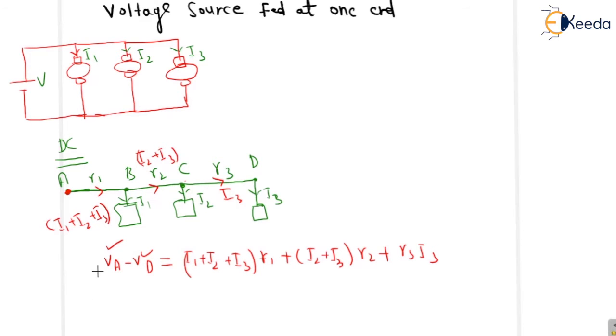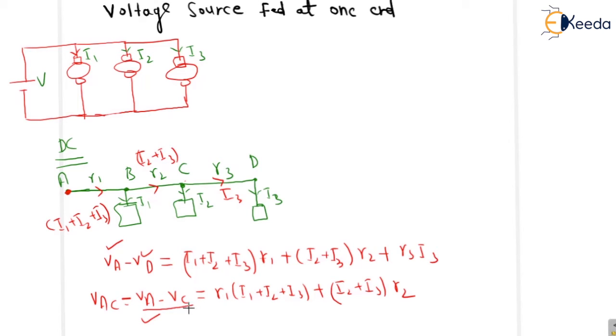Now we will solve a few questions, then you will understand. If you want to calculate the value of VC, then VAC is equal to VA minus VC, which is equal to R1 into (I1 plus I2 plus I3) plus (I2 plus I3) into R2. So this is how we can calculate the value of VA minus VC. If VA has been given, then we can simply calculate the value of VC from the diagram. So this is the case of DC.